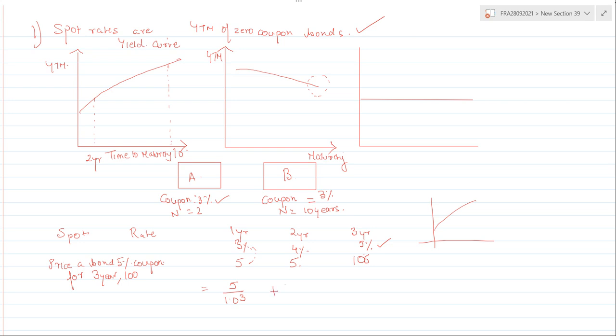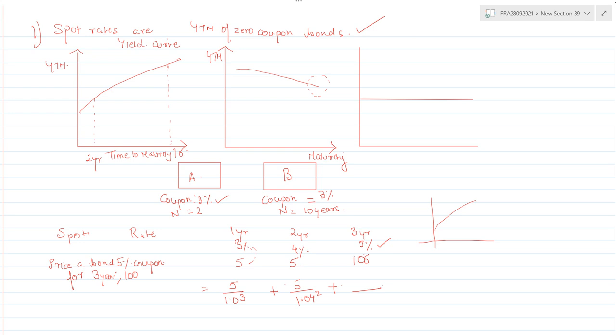Then I receive $5 at the end of the second year. The 2 year spot rate is 4%. So I discount this $5 cash flow at 4%, and since it occurs at the end of the second year, I discount it for 2 years.